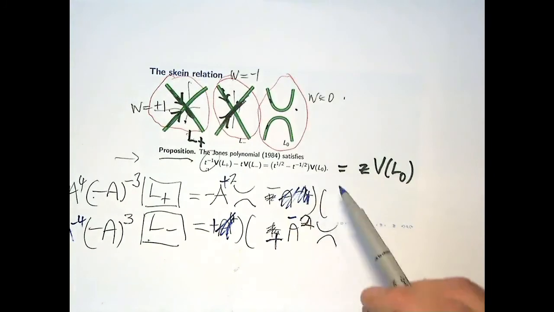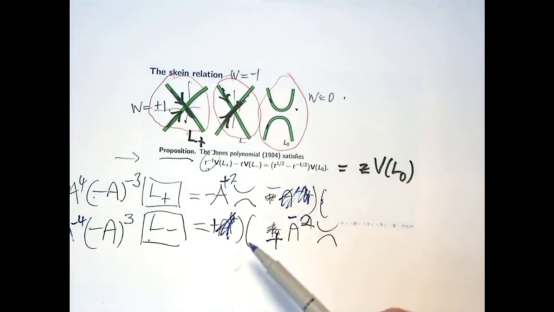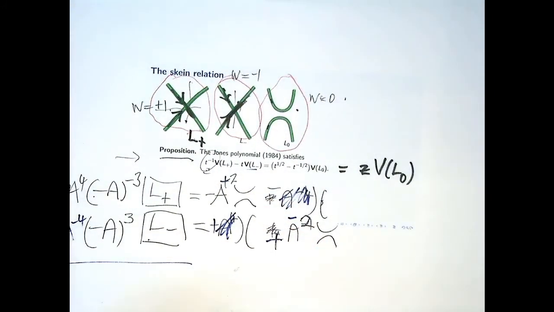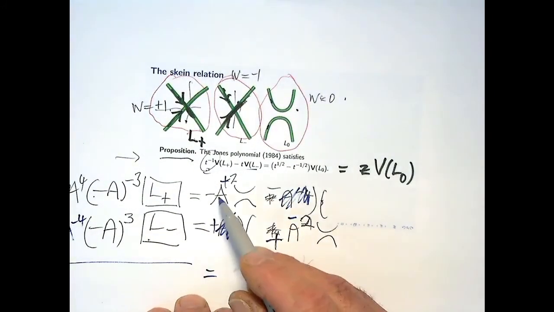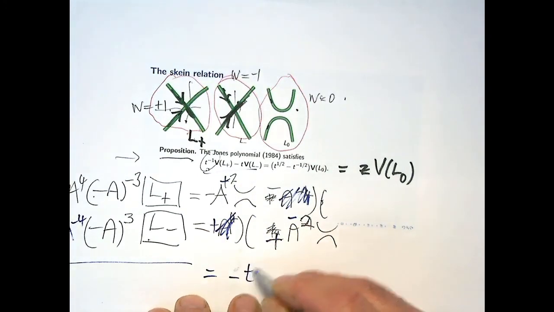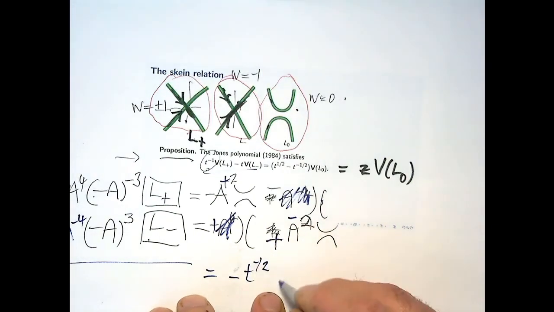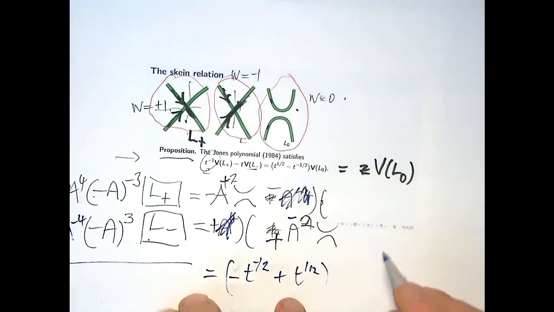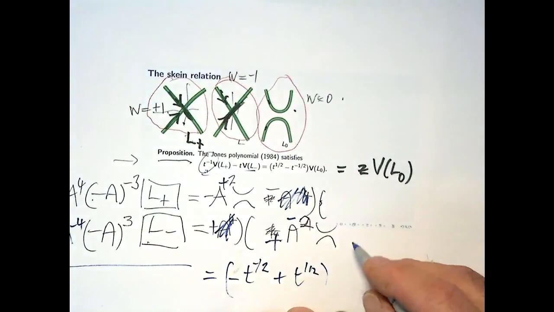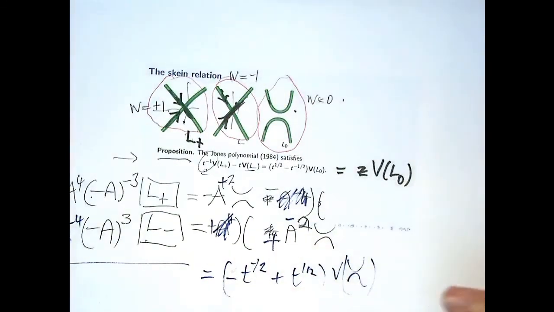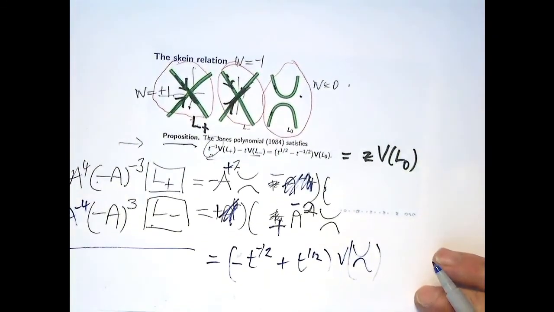And you see, lo and behold, these two configurations cancel out when you add it together. So when you add this together, which should be exactly what we're trying to compute on the left-hand side, this is equal to minus A squared, which is minus t to the minus a half, plus A to the minus 2, which is plus t to the half, times the Jones polynomial of this configuration like that, which is L0. So hopefully that's correct.